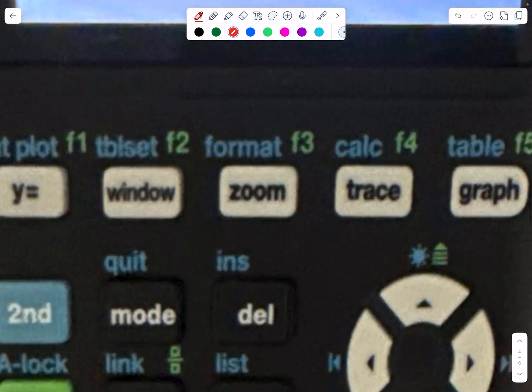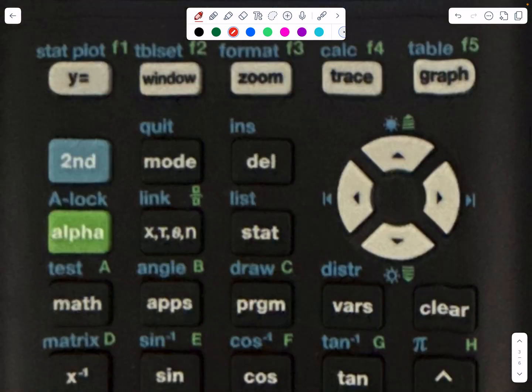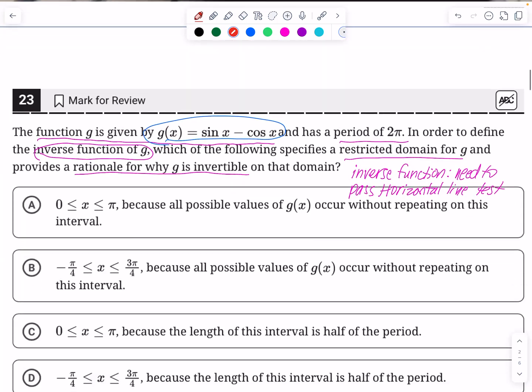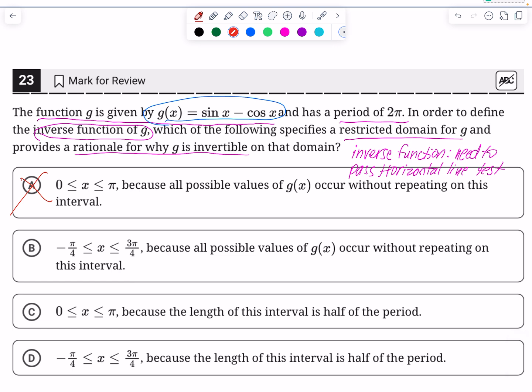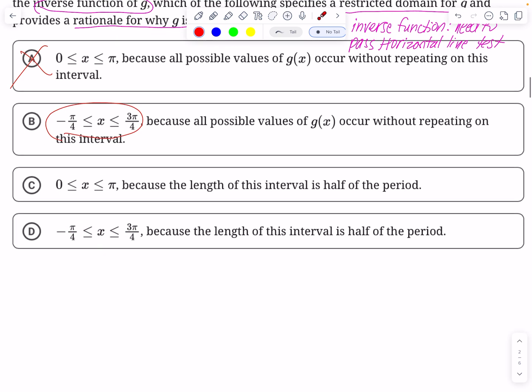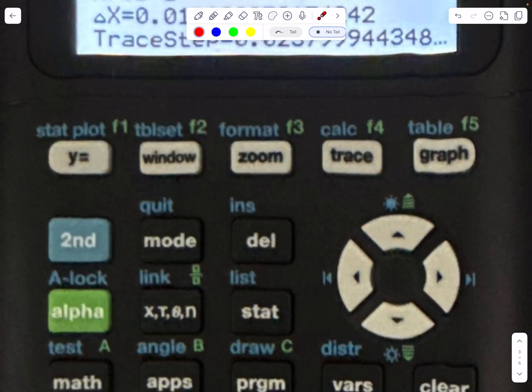So now let's go to choice B. Going back to the problem, this did not work. And so for choice B, we're going to use this domain, negative pi over 4 is less than or equal to x, which is less than or equal to 3 pi over 4. Notice that the other multiple choices are pretty much repeating A and B's domains. We just have to pay attention to the details.